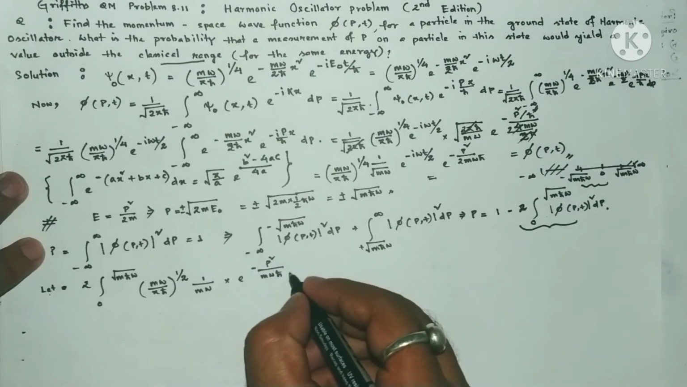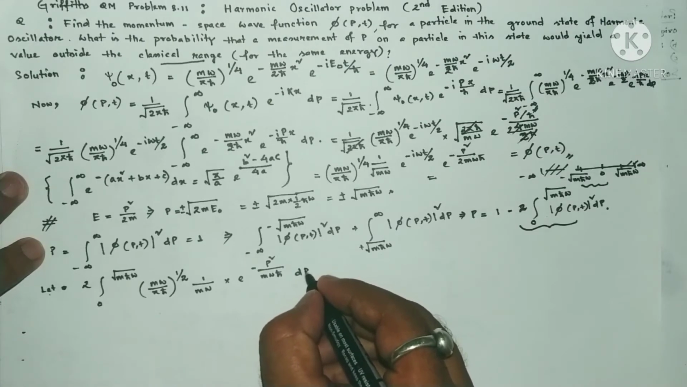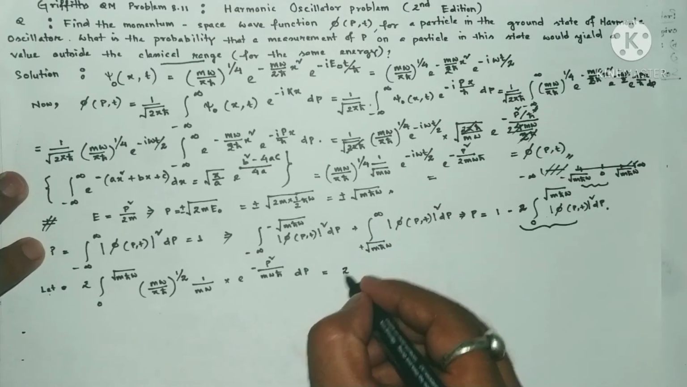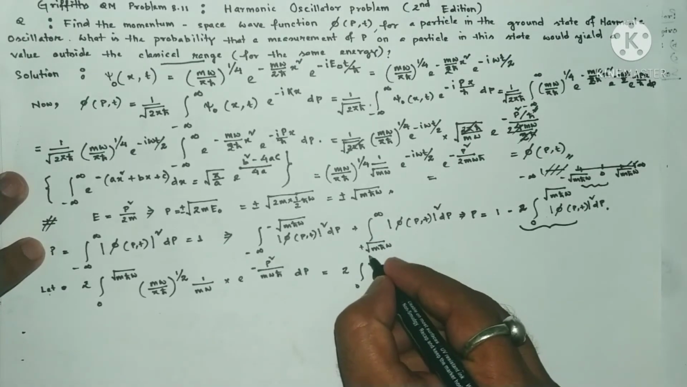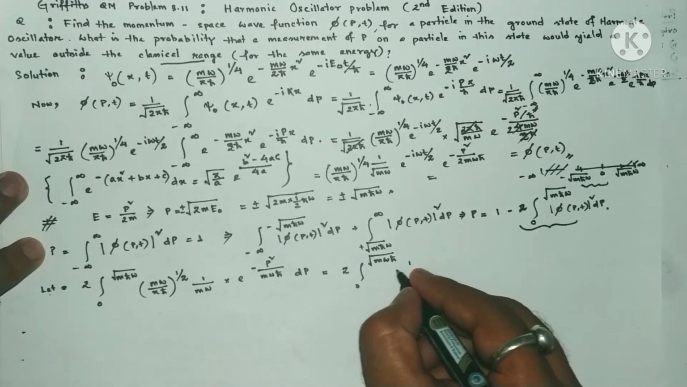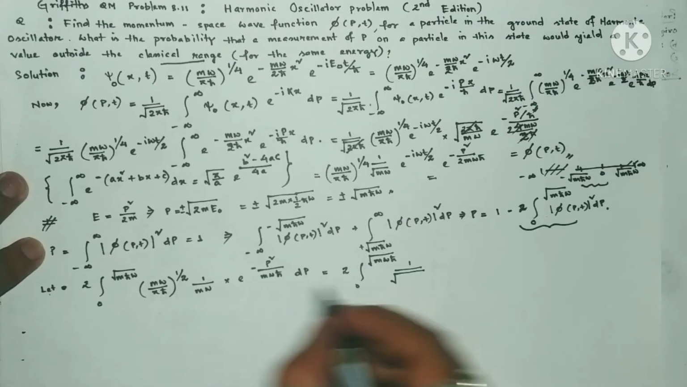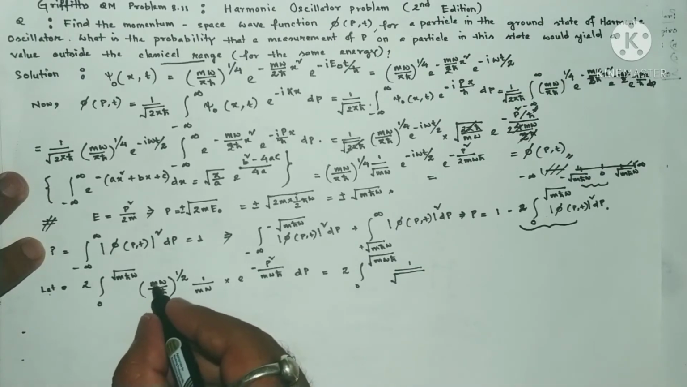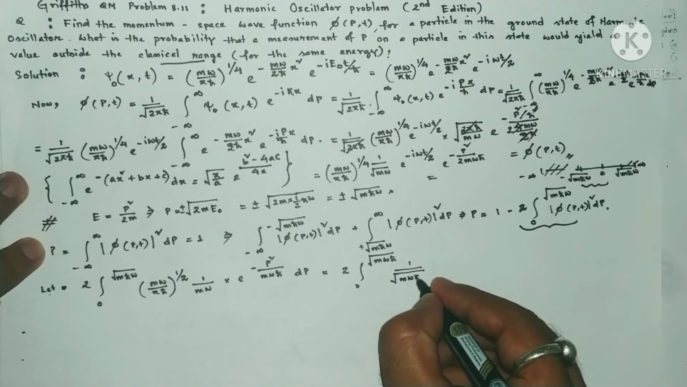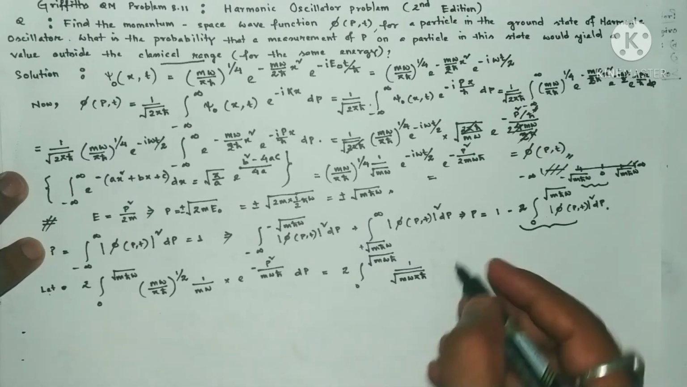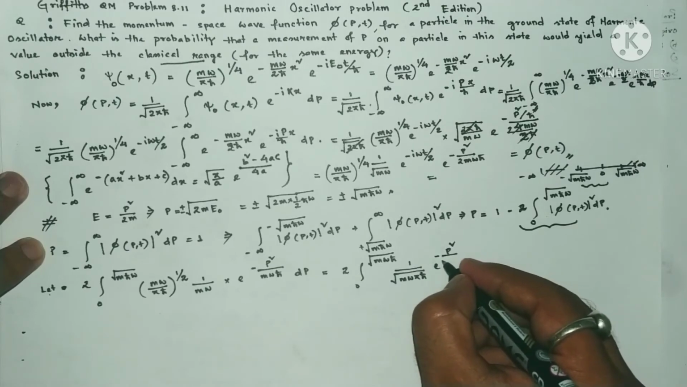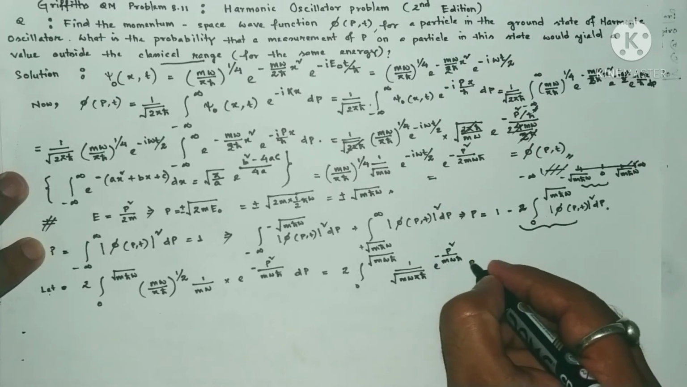Anything left? No, right? So we can write it as 2, this will get 0 to under root m omega h cross, right? If this goes inside, then it will be under root, see, this can go inside, m square omega square, then m, the square will be cancelled and we will be left with m omega pi h cross, right? And then we have e raised to minus p square by m omega h cross dp.